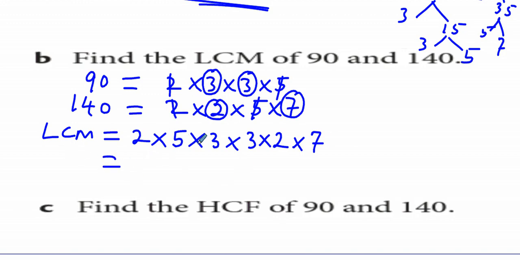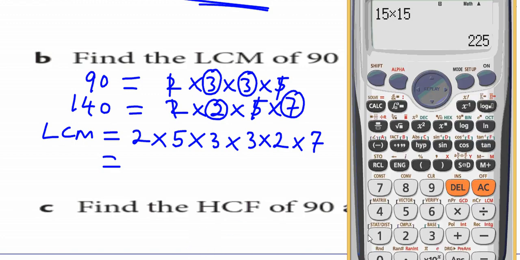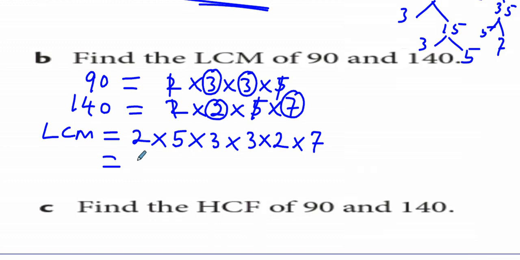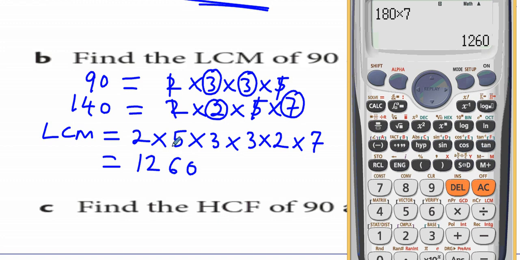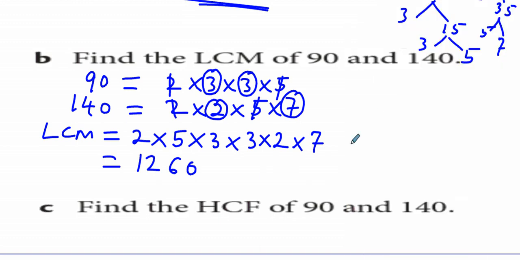2 times 5 is 10. 10 times 3 is 30. 30 times 3 is 90. 90 times 2 is 180. 180 times 7. 180 multiplied by 7 gives you 1260. You can check that again. 2 times 5 is 10, 30, 90. 90 times 14, for example. That is another way. Yes, we get 1260.